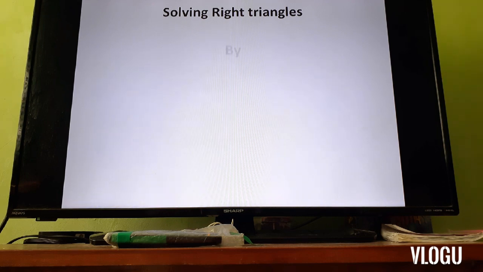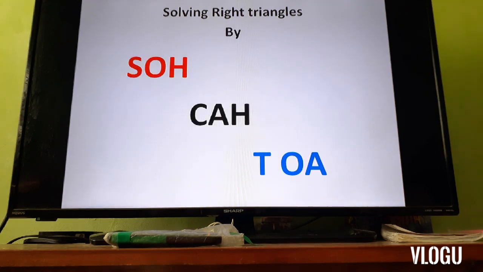Kapatid, mag-usap po tayo tungkol sa how are we going to solve right triangles by using SOH-CAH-TOA. It is a very popular method, kaya lang marami pa rin dito ang nalilito kung paano po ba ito gagamitin. Now, ito lamang po yun.